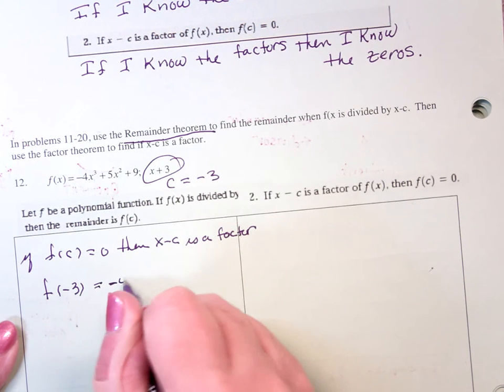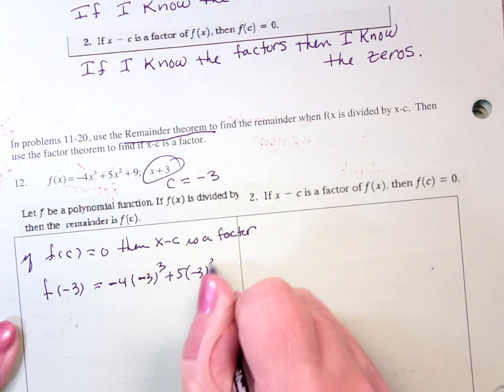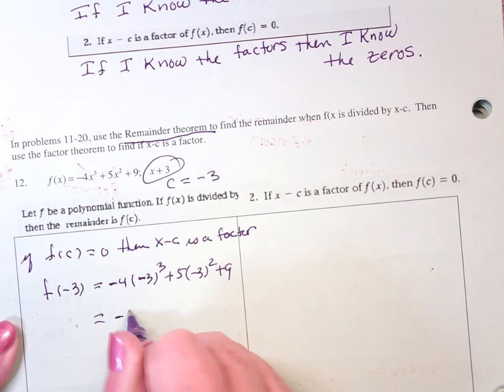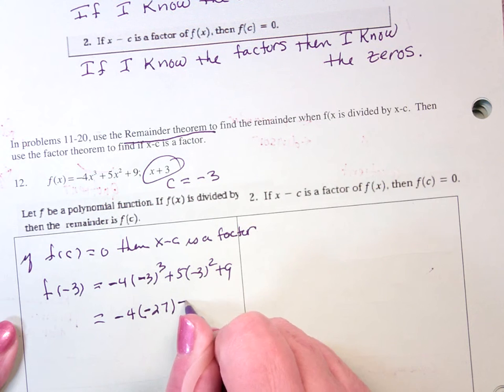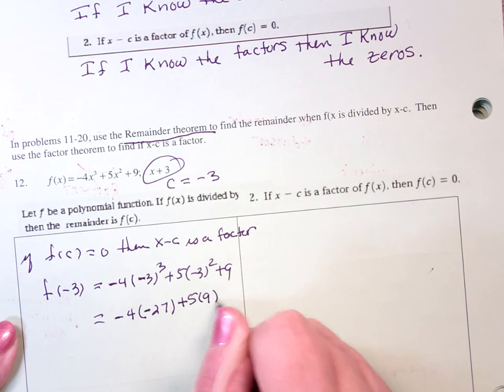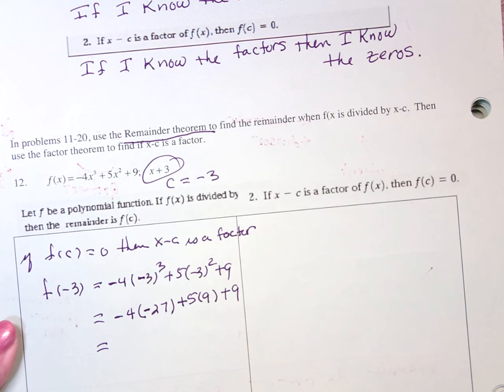Well, it's -4 times (-3) cubed plus 5 times (-3) squared plus 9, which is -4 times -27 plus 5 times 9 plus 9. Now I'm into numbers that are bigger than I want to deal with. So -4 times -27 plus 5 times 9 plus 9, and it's 162. So what do I know?